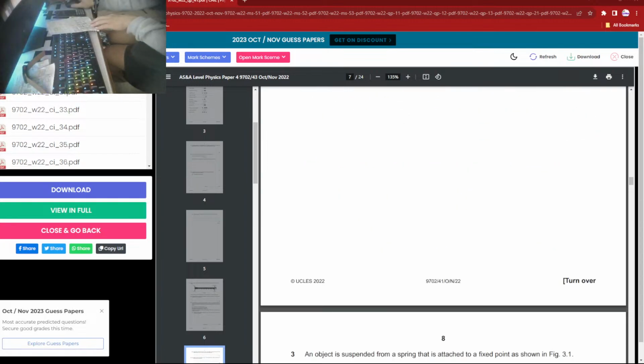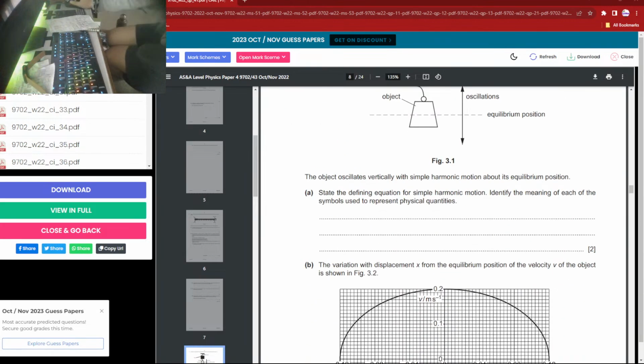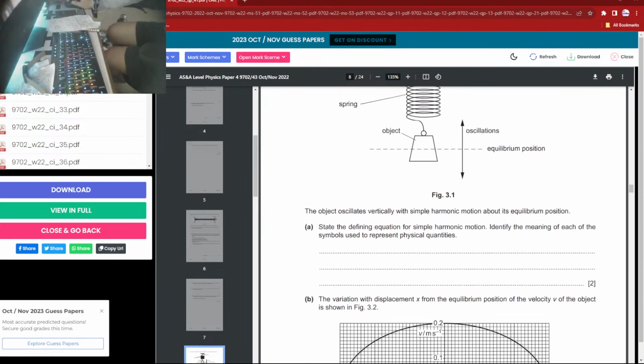Okay, next one. Number 3. State the defining equation for simple harmonic motion. Identify the meaning of each of the symbols used. Okay, 3a, a is equal to negative angular velocity squared x, where a is acceleration, x is displacement, and the angular frequency is angular frequency.